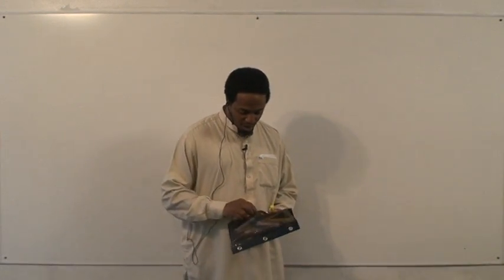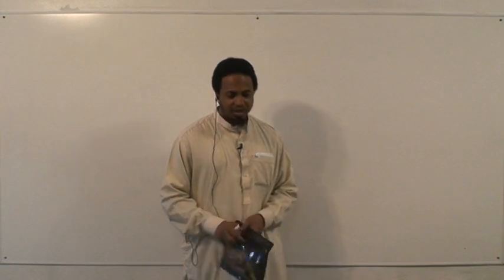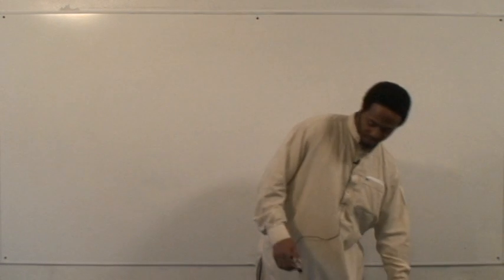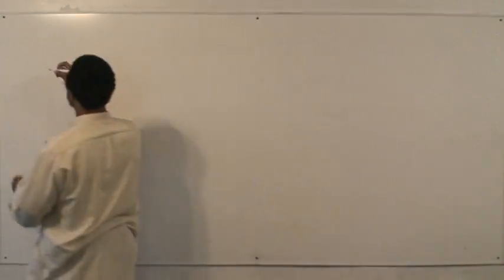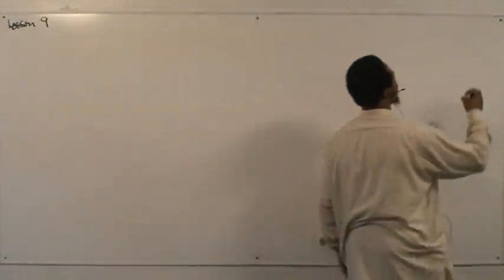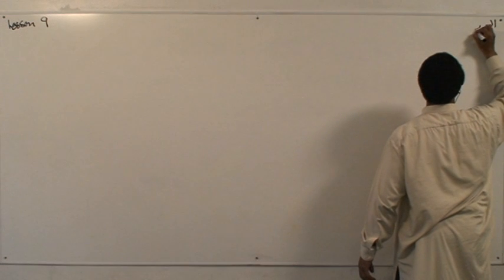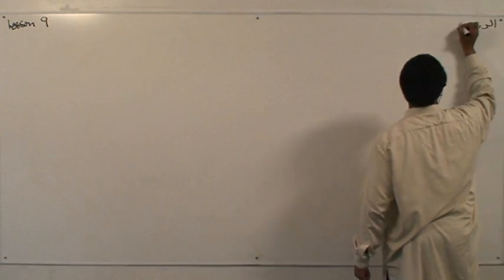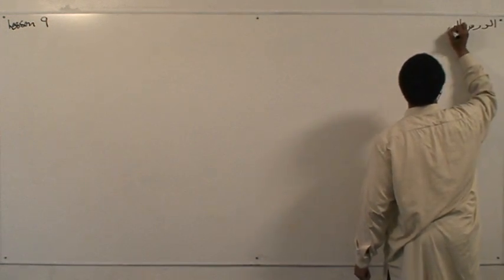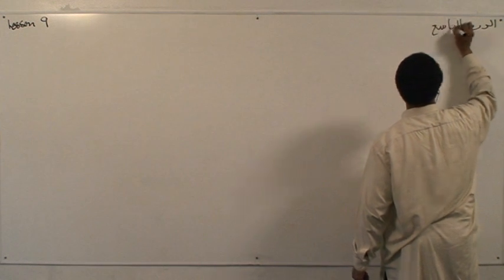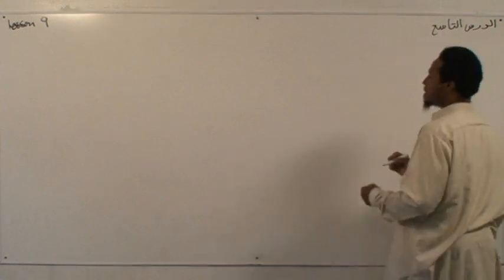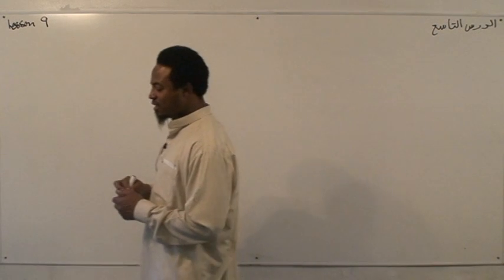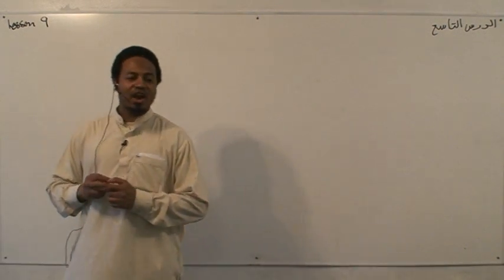Today we are on lesson, what is this? Lesson number 9. We call it Ad-Darsu Tasi'. Everybody say this: Ad-Tasi'. That's how we say it in Arabic. Ad-Darsu Tasi'. It's the 9th lesson, and we're doing the Arabic language.